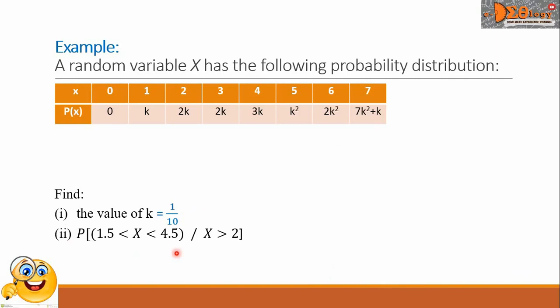Now let us solve for the second problem. But before we do that, let us update here. Let us use the value of k. So we have now the p of 0 is 0. P of 1, which is k, now becomes 1 over 10. The p of 2 is 2k. So we have 2 times 1 over 10. And we have 2 over 10. P of 3 is the same, 2 over 10. P of 4 is 3 over 10. P of 5 is k squared, which is 1 over 100. P of 6 is 2 over 100. And P of 7 is 17 over 100.